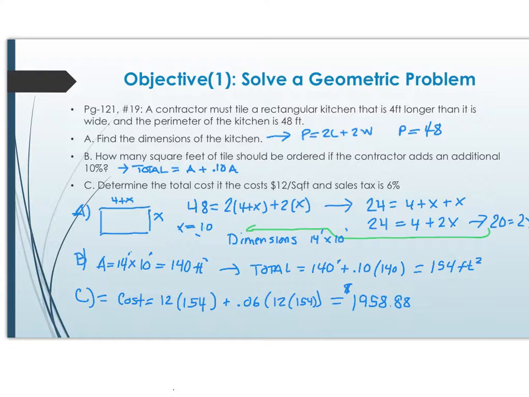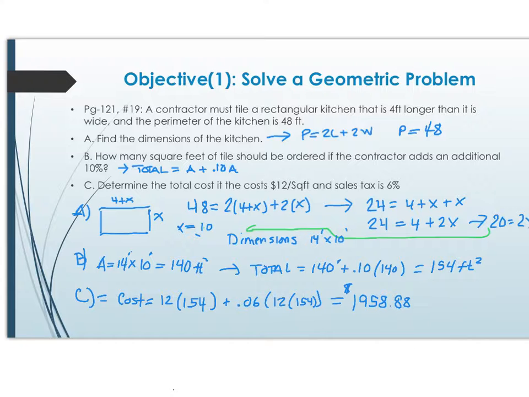In this case, the perimeter is 48 feet. So we're going to find the dimensions of the kitchen first, and then we're going to find how many square feet of tile should be ordered if the contractor needs to add an additional 10%. And there's a formula that we will be using. The strategy is the total is equal to the area plus 10% of the area. And then finally, we're going to determine the total costs if the costs are $12 per square foot, and we're going to add the sales tax along with it.